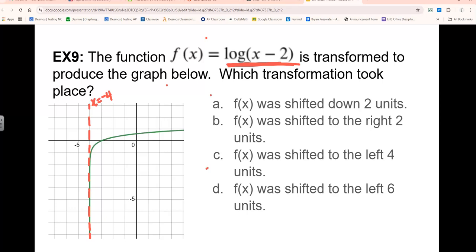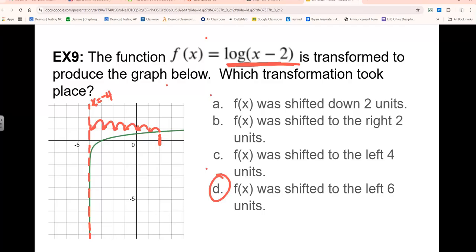Not 4. What did we start with? We started with log of x minus 2, which had a vertical asymptote at 2. We went to negative 4, and if I'm over here at negative 2, and positive 2, and I go to negative 4, that is 1, 2, 3, 4, 5, 6. Okay? So D is your correct answer. That will not work. That's a guaranteed way to miss it.